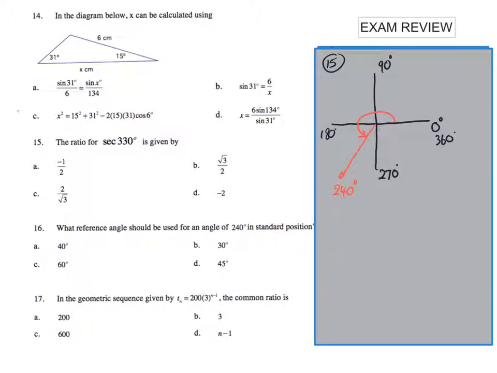Now, which is the reference angle? Well, the reference angle is this angle here to the horizontal. That's always the reference angle. We're in quadrant 3, so the reference angle equals 240 subtract 180 degrees, and that will be 60 degrees. So we get the answer C. We'll come back and do 15 in a minute.